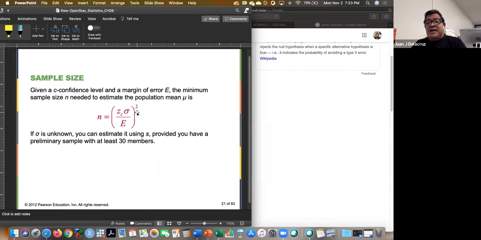But if somebody wants to know the mean age of students at Lehman College, I think at Lehman there are like 5,000, I don't know, many students. So you have to find the right sample size. And the sample size, once again, is going to be determined by the level of confidence that we want to achieve.